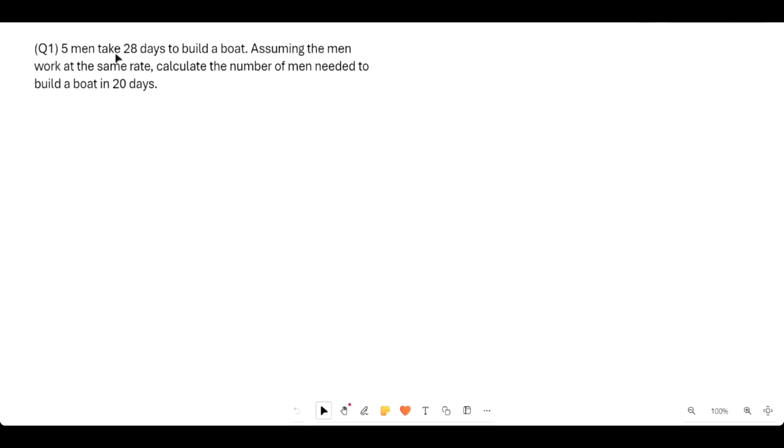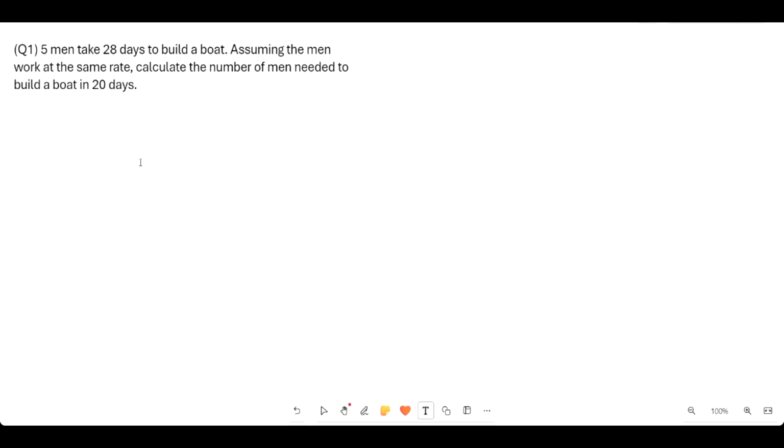In question 1, the question asks, 5 men take 28 days to build a boat. Assuming the men work at the same rate, calculate the number of men needed to build a boat in 20 days. So 28 days is more than 20 days, but we want to see how many men are needed to build the boat in 20 days, which is a shorter amount of time. So by logic, 5 men will take a longer time than more men, greater than 5, to create a boat.